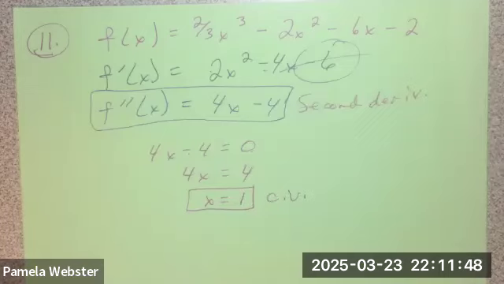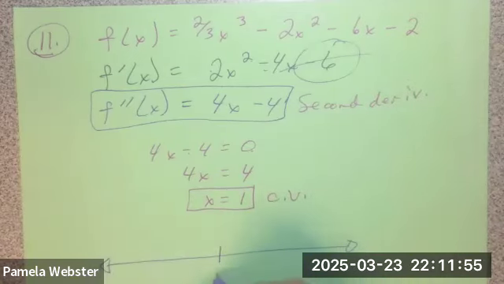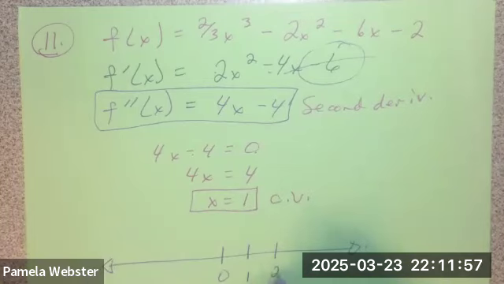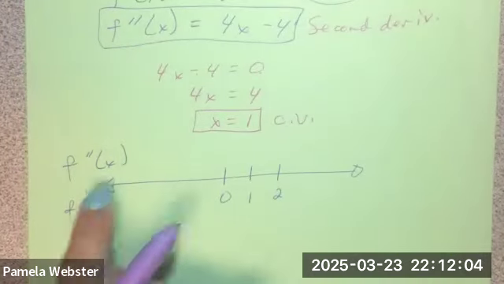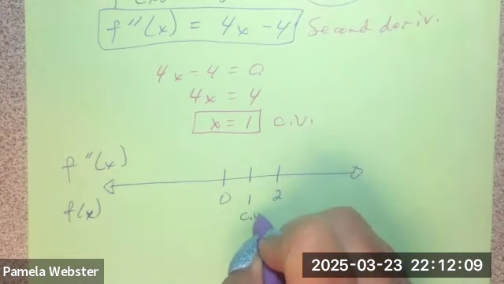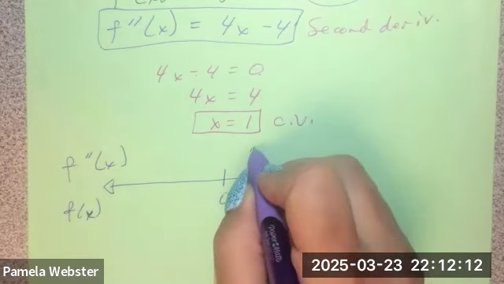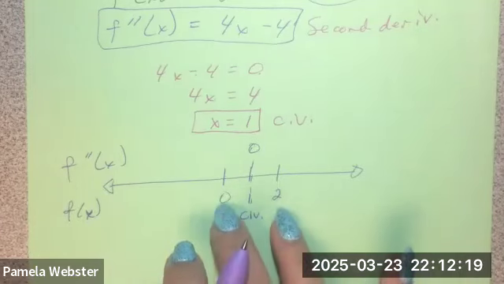Okay. And then once I have my critical value, I'm going for the sign chart or sign table, however you want to think about it. Okay. F of x, f double prime of x, right? Because I'm doing second derivative here. Okay. And here I go. Here is my critical value. It was at the derivative, second derivative equals 0 because I forced it. And I already wrote up here what my two test points are going to be. I'm going to use 0 and 2.